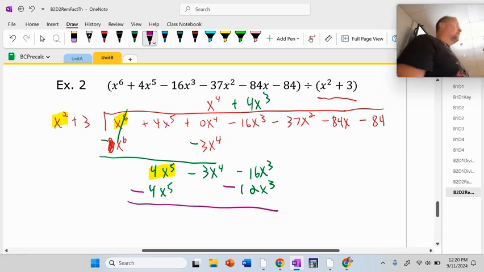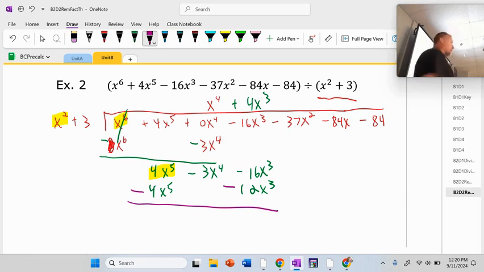Why do we subtract? Division. Grade school. What I showed you when we took a number divided by another number.